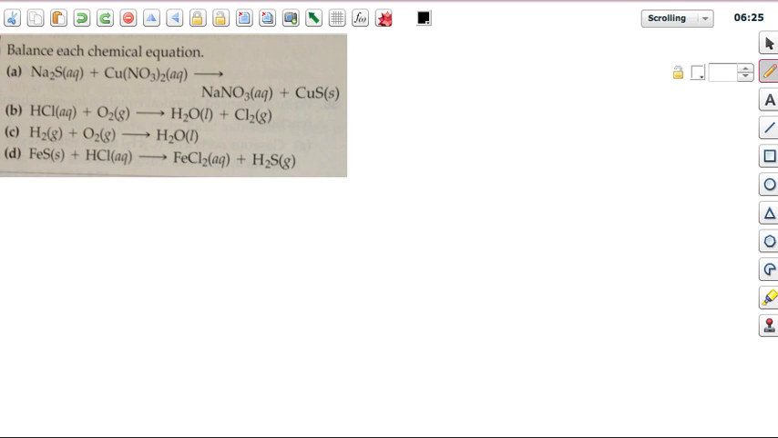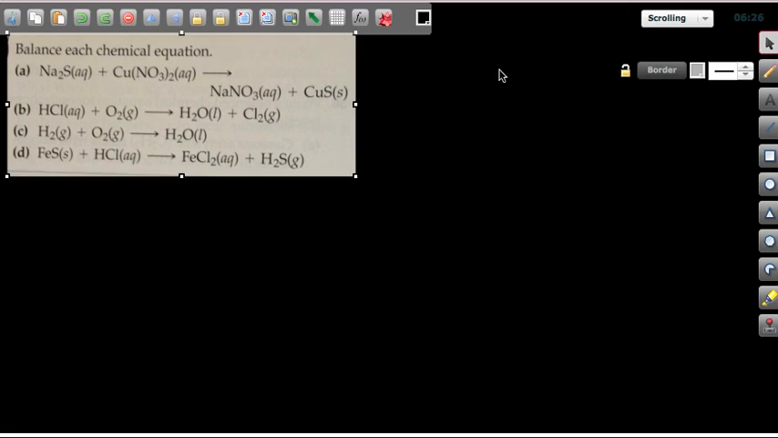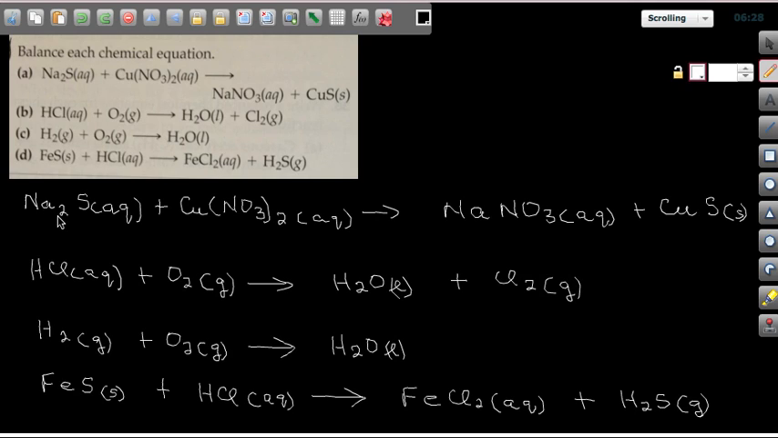I now want you to pause the video again and try and balance this equation, and I will come back and go over this. These questions are a little easier because they've already worked out the formulas for you. So let's see. We have 2 sodium here. Let's try putting 2 here. I have 2 nitrates here and I have 2 nitrates here, so that's good. I have 1 sulfur here and 1 sulfur here, 1 copper and 1 copper, and it's balanced.